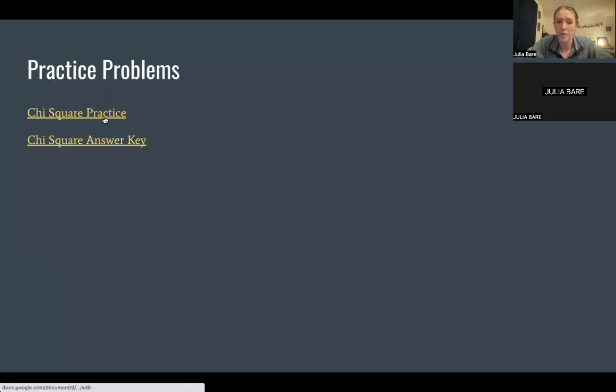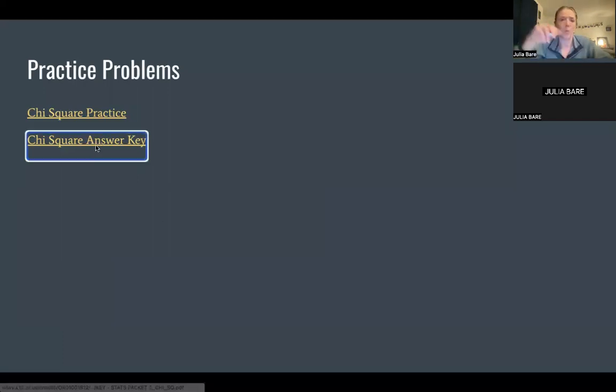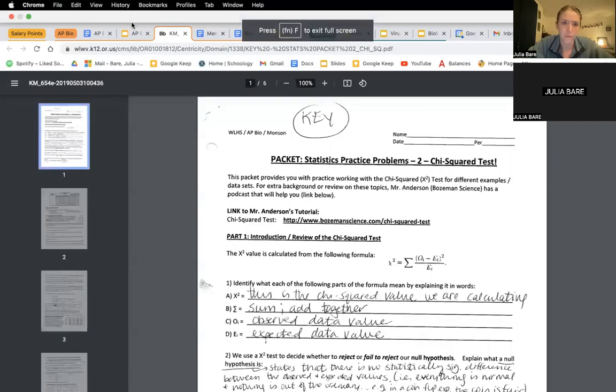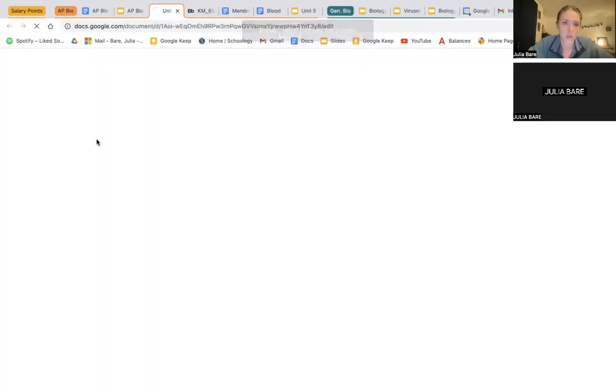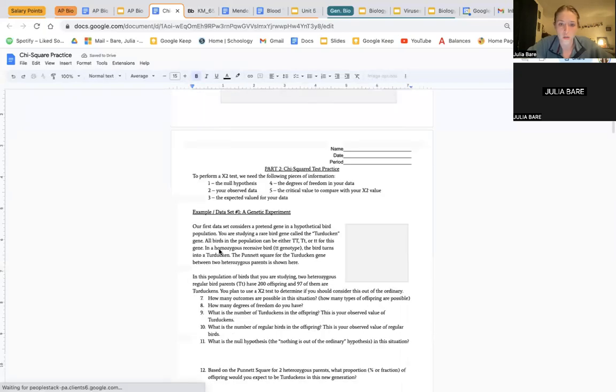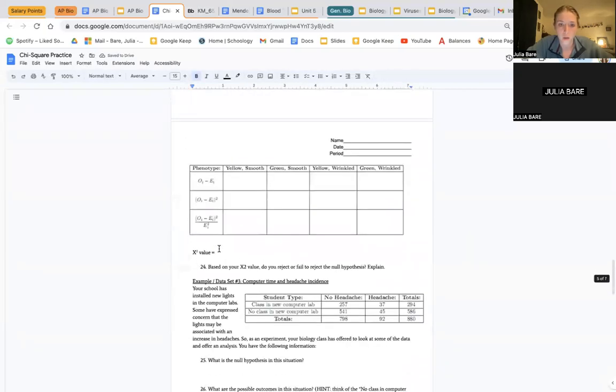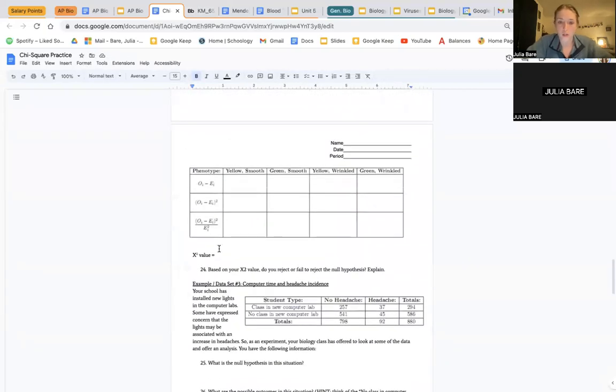You're going to notice on some of these practice problems that they ask you to fill out a chart. Now, let me see if I can open up that chart. Oh, this is the answer key. Let's see if I can open up that chart. So here's what that chart's going to look like.